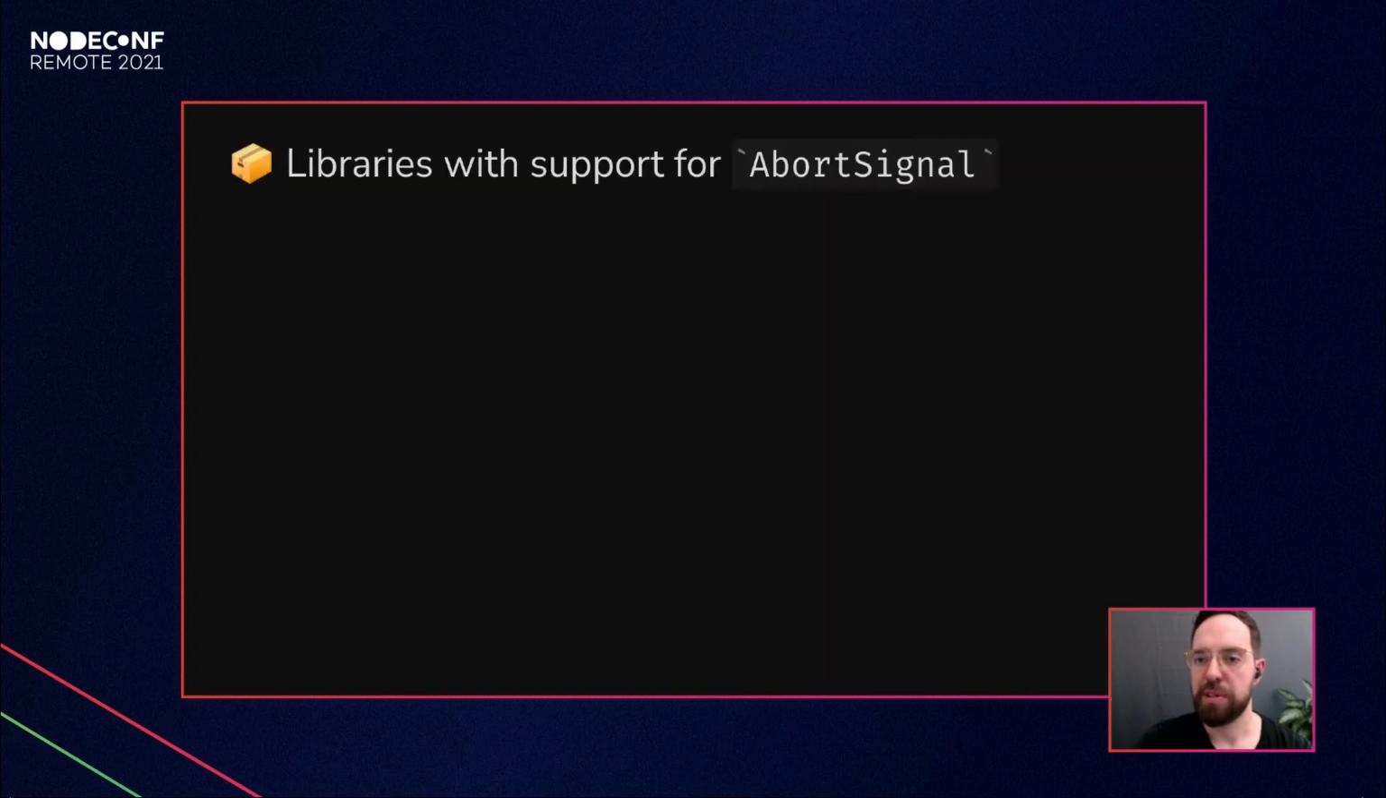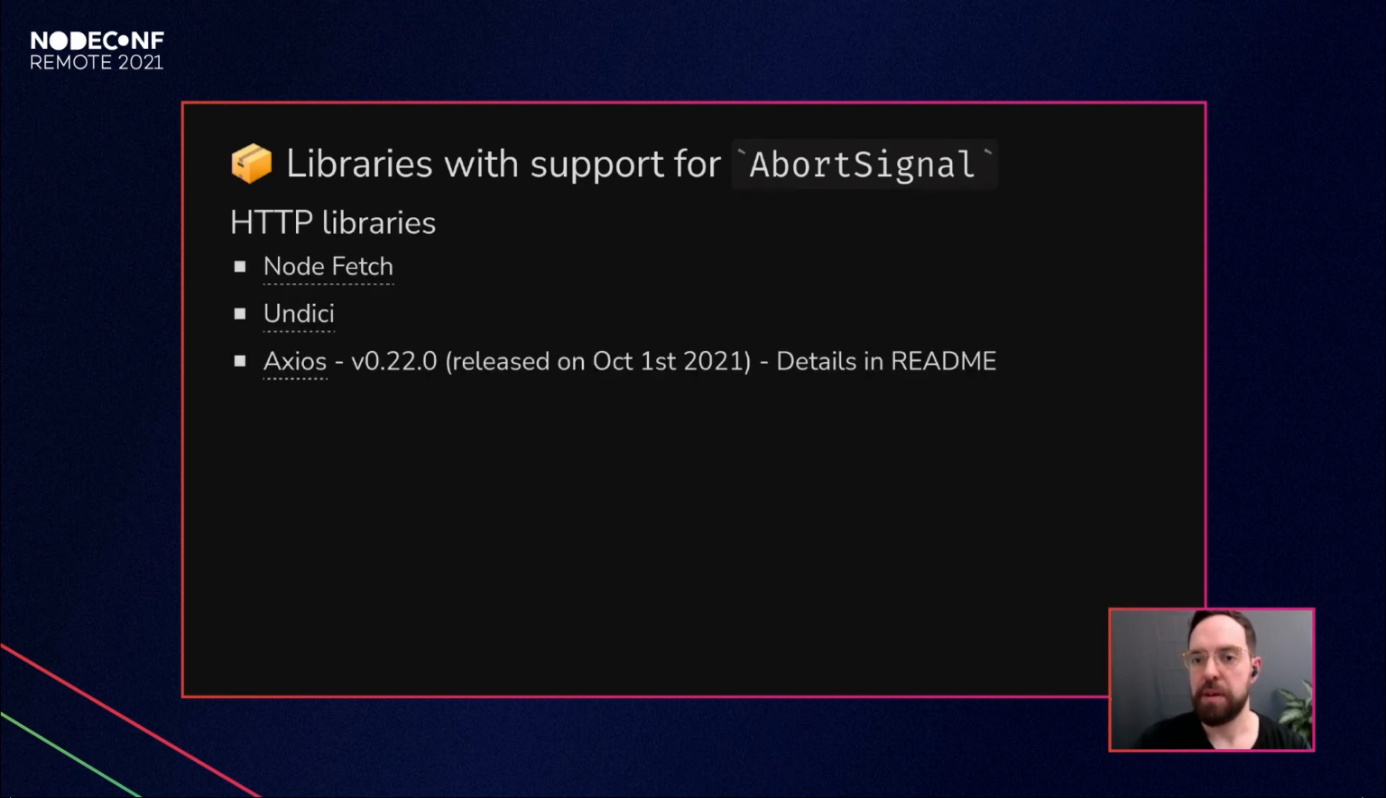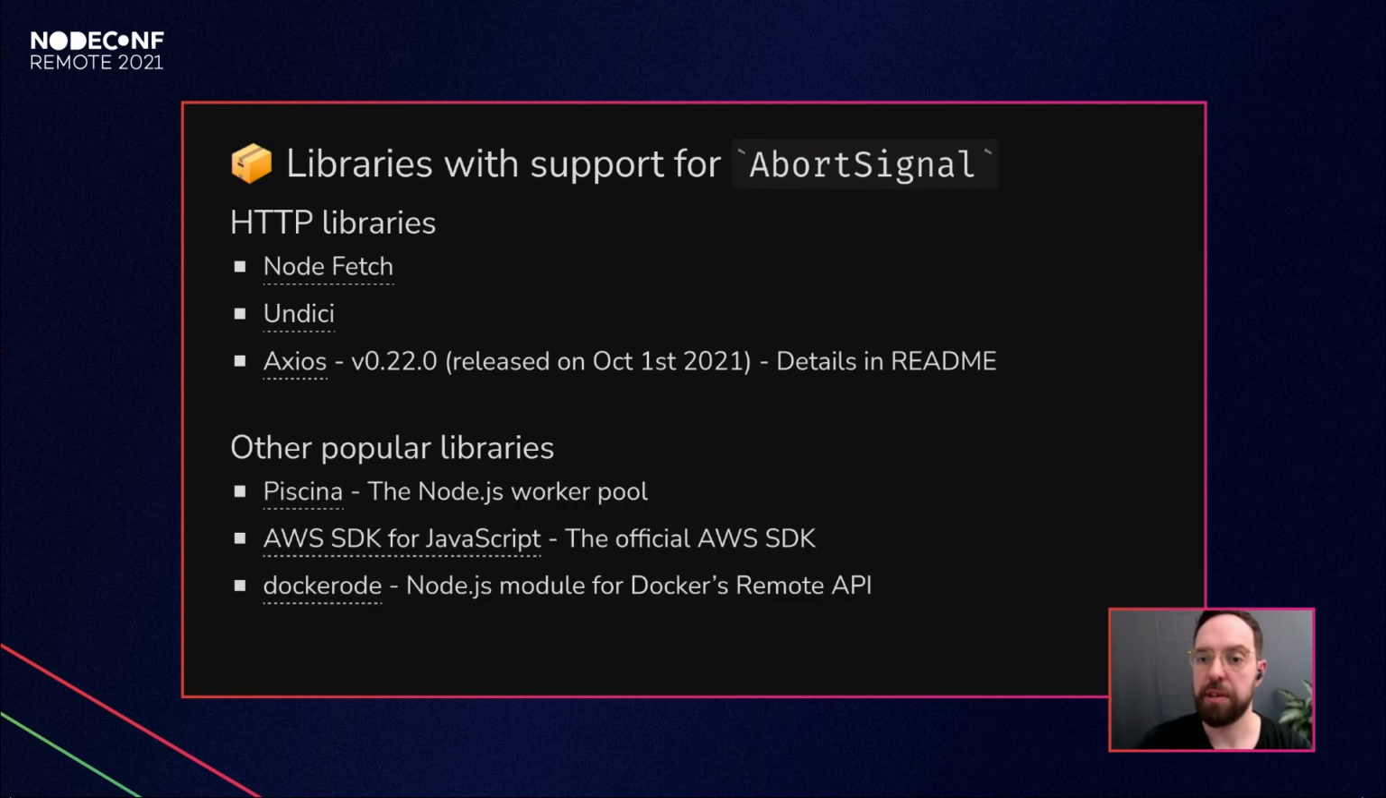And then when it comes to libraries with support for abort signal, looking at HTTP libraries, I found that Node Fetch and Undici and Axios all have support for abort signal, Axios very recently. And as abort signal is not just for HTTP requests, there are other libraries that I've been made aware of that also support abort signal. So Pacina, AWS SDK, and Dockerode.